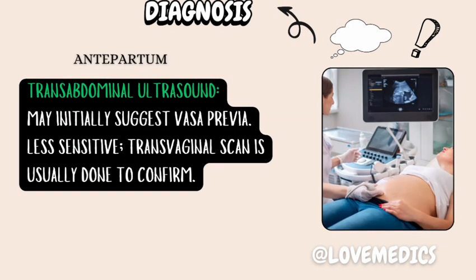Transabdominal ultrasound may initially suggest vasa previa, but it is less sensitive. The transvaginal scan is usually done to confirm.